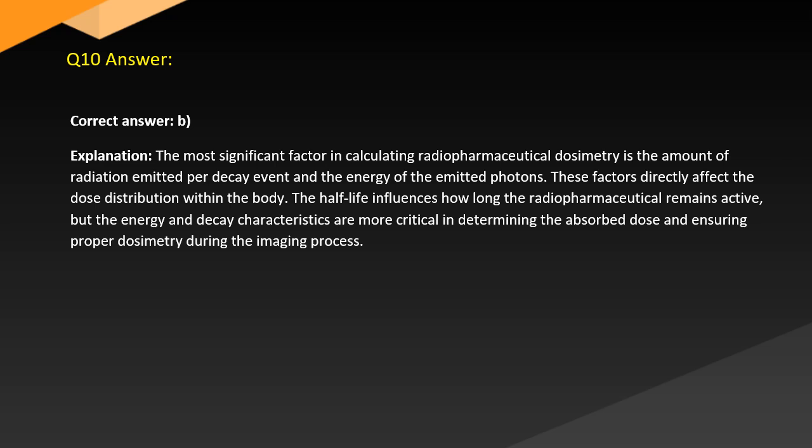Answer. Correct answer: B. Explanation. The most significant factor in calculating radiopharmaceutical dosimetry is the amount of radiation emitted per decay event and the energy of the emitted photons. These factors directly affect the dose distribution within the body. The half-life influences how long the radiopharmaceutical remains active, but the energy and decay characteristics are more critical in determining the absorbed dose and ensuring accurate dosimetry during the imaging process.